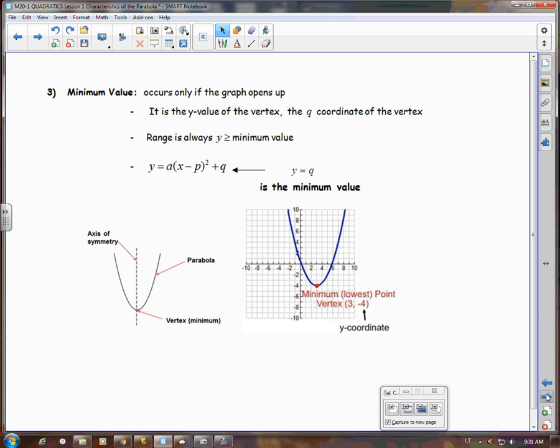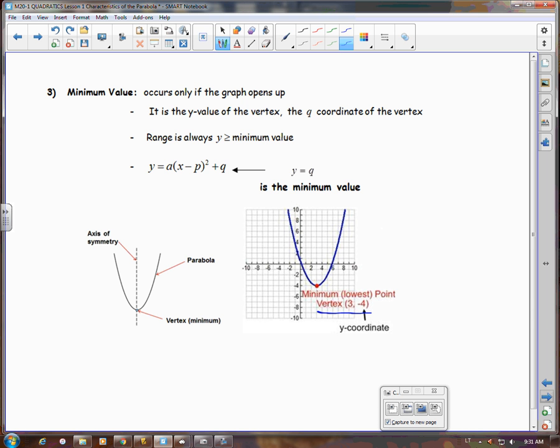All right, so the next characteristic: depending upon which way it opens, all parabolas have an axis of symmetry described by the p-value of the vertex, and depending upon whether it opens up or down, it either has a minimum or a maximum value. The minimum value only occurs if the graph opens up, so our a value must be positive. In this particular example, our vertex is at 3 and -4. The -4 is the y value.